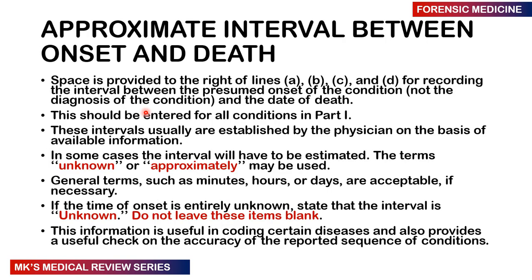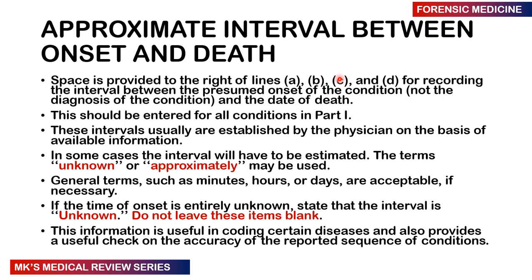Like I said, the approximate interval between the onset and the death is something that many people do not fill in. Remember that the spaces provided on the right of the lines A, B, C, and D, in our case A, B, and C, are important for recording the interval between the presumed onset of the condition, remember, not the diagnosis of the condition, and the date of death. You should be able to estimate the time. A good indication is from when they were admitted to the time when they died.